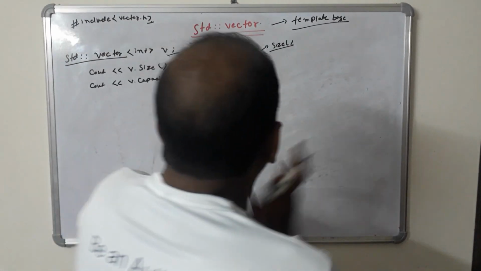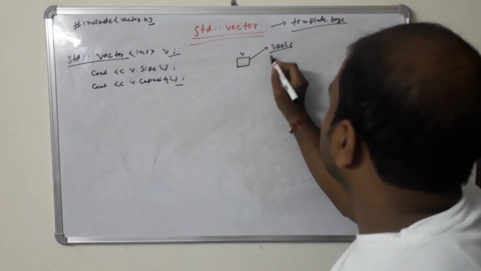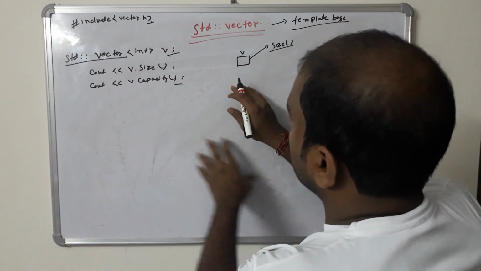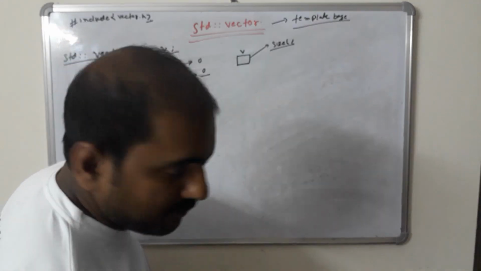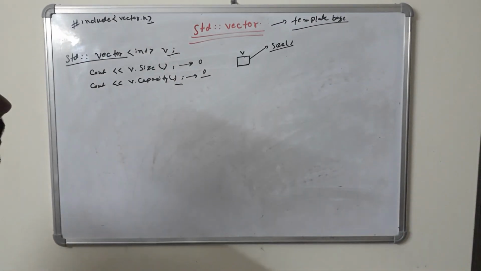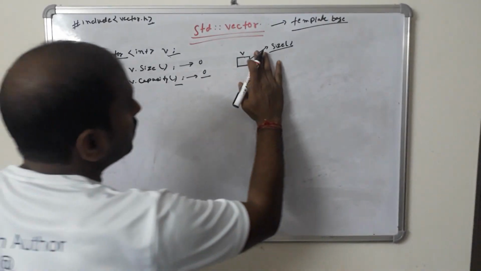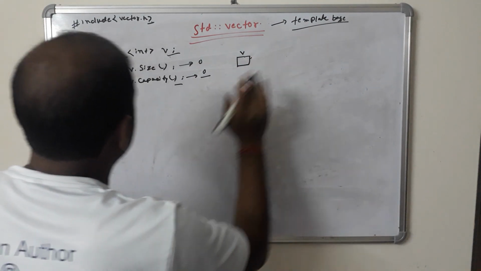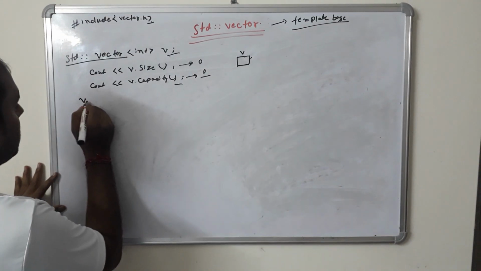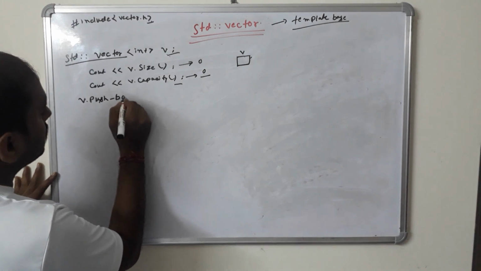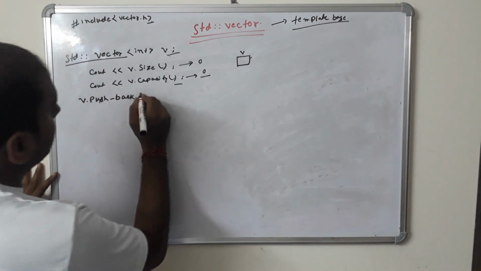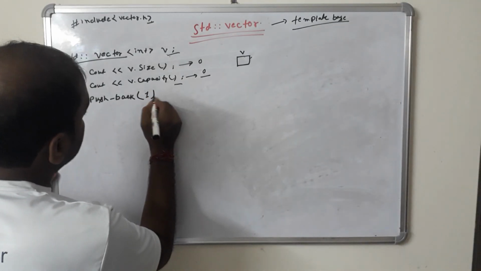Now coming to this vector, if you print the size, at this time the vector size will be 0 and the vector capacity will be 0, because it does not have any element till now. Now I am going to insert some element in this vector. I have written push_back. I have inserted 1 in the vector.